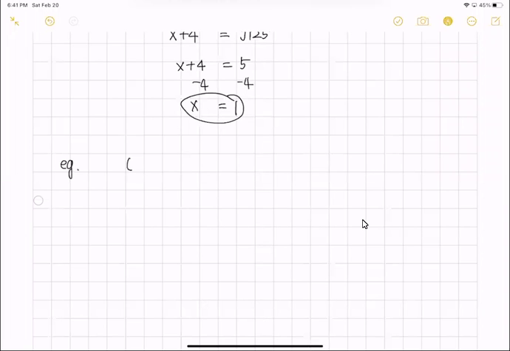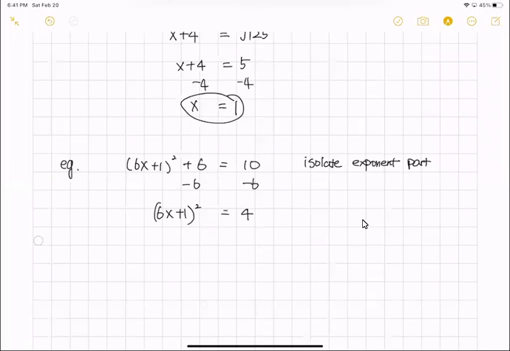Again, I have (6x + 1)² + 6 = 10. So what's the first step? You want to isolate the exponent part. So I subtract 6 on both sides. I have (6x + 1)² = 4.